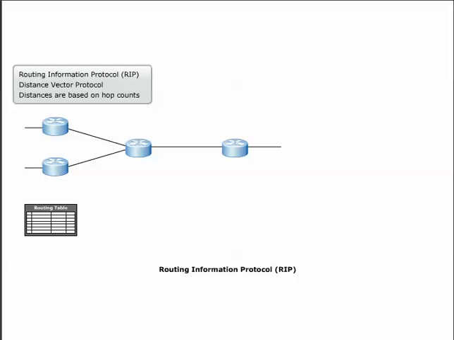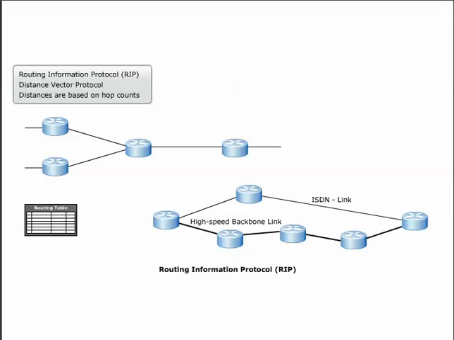This is, in fact, a major disadvantage of the RIP. There is no method of differentiating between the alternative links. A transatlantic ISDN link will, for example, be preferred to a high-speed backbone link if it results in a smaller number of hops between source and destination. Due to this and other limitations, the RIP is only used on internal networks.